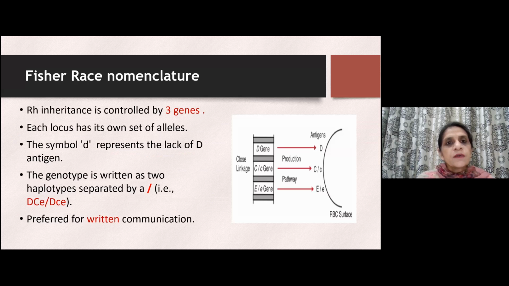According to the Fisher and Race terminology, RH inheritance is controlled by 3 genes. Each locus has its own set of alleles. If we look at this diagram, we can see that there are 3 genes: the D gene, the C gene, responsible for the uppercase C or lowercase c antigen, and the E gene. This terminology was preferred for written communication.